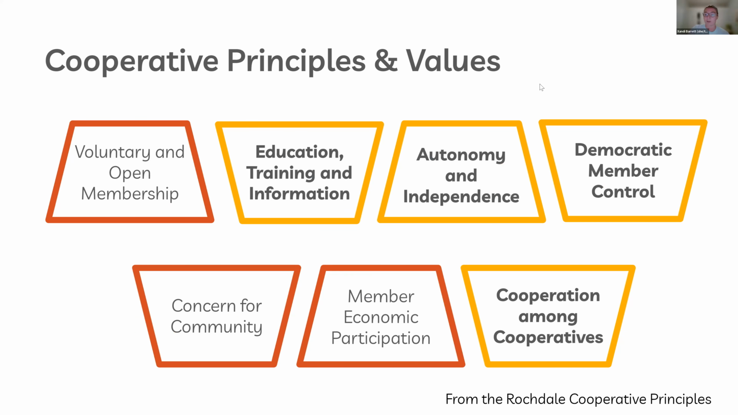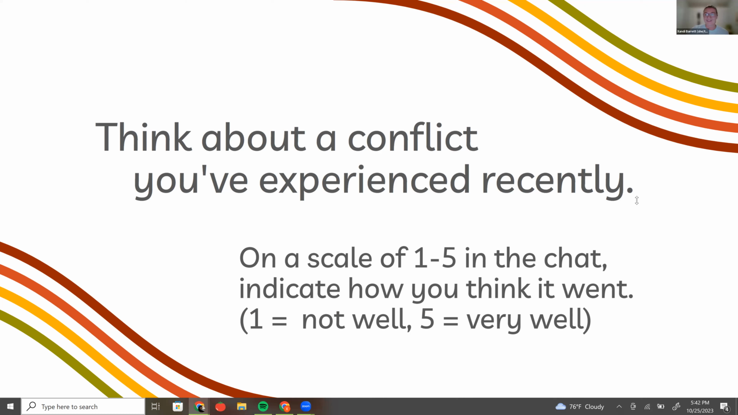All right, I'm seeing lots of 1s and 4s. I see some polarization. It's interesting. Susan or Scott, would one of you mind coming off mute and mentioning one thing that you think made it not go so well? You don't have to talk in specifics about the conflict, just one element that made it not go so well.